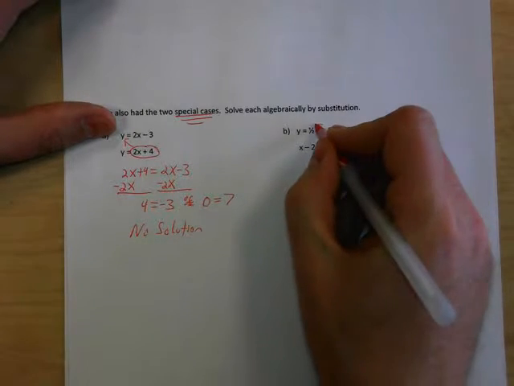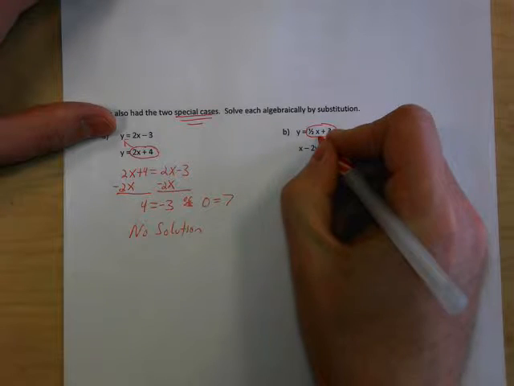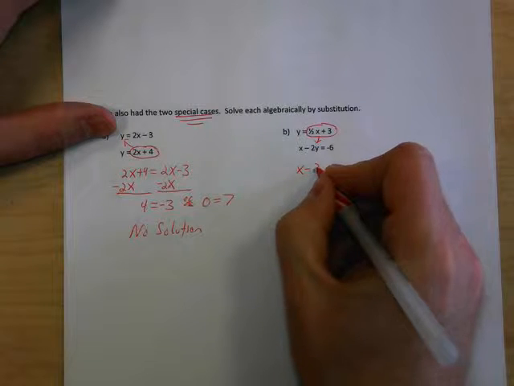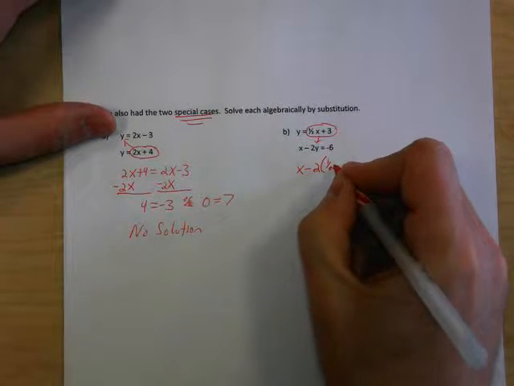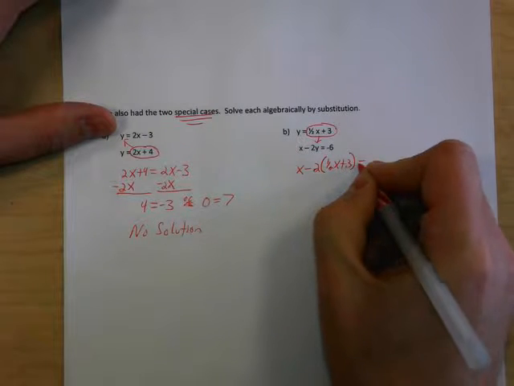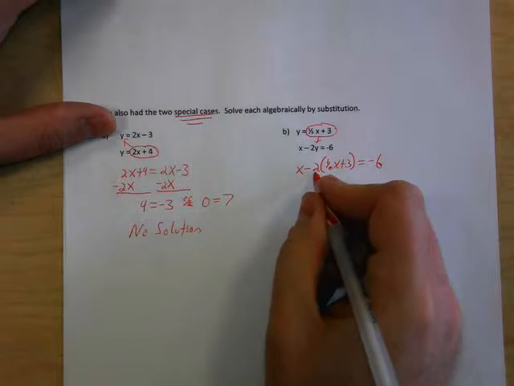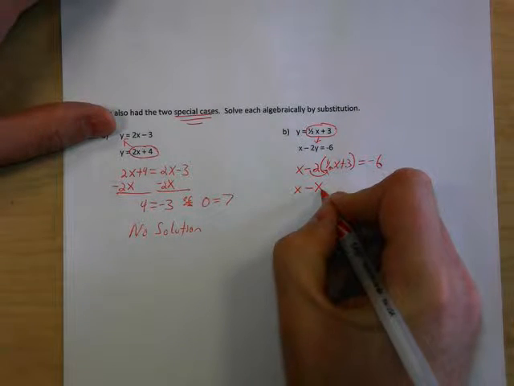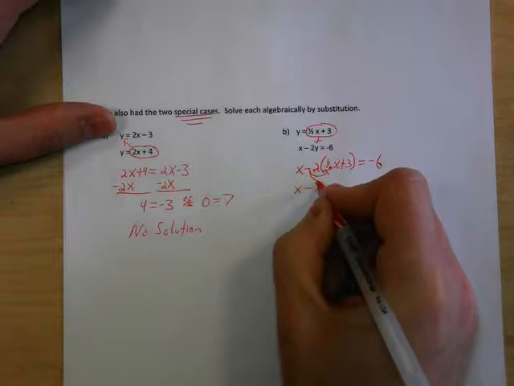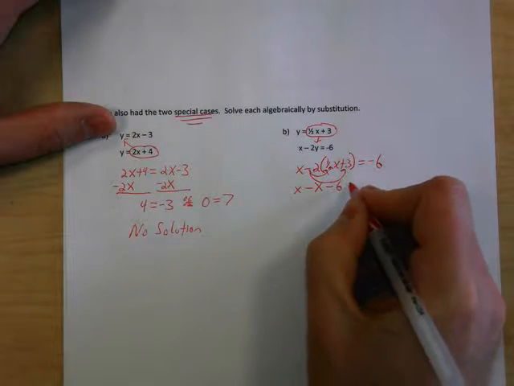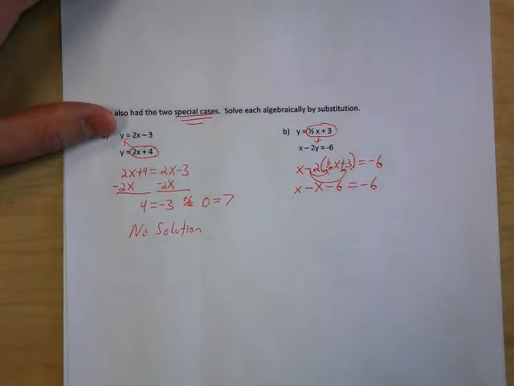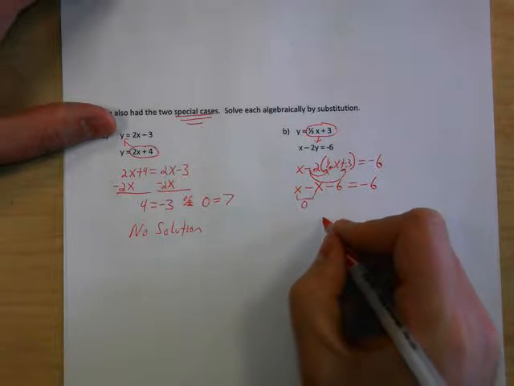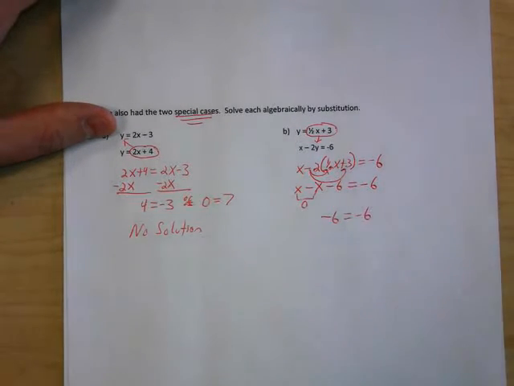So we're going to take that quantity, 1/2 x plus 3, and substitute it in place of y. When we do that, we get x minus 2 times y, which is now 1/2 x plus 3, equals negative 6. Now if we distribute that negative 2, negative 2 times 1/2 x is negative 1x, and then negative 2 times 3 is minus 6, equals negative 6. Well, now what happens? x minus x is 0, and we end up with negative 6 equals negative 6.